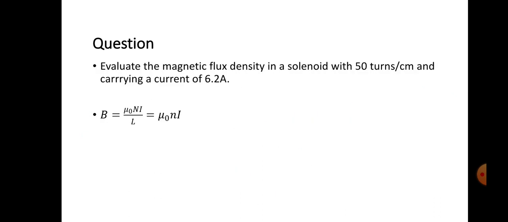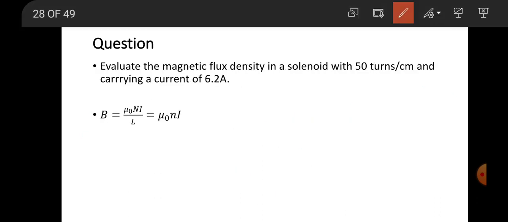So that leads us to another question. In this case, it's a solenoid. Evaluate the magnetic flux density in a solenoid with 50 turns per centimeter. Okay, the 50 turns per centimeter, that's the number of turns per unit length, carrying a current of 6.2 amperes. So we're going to use this formula here.